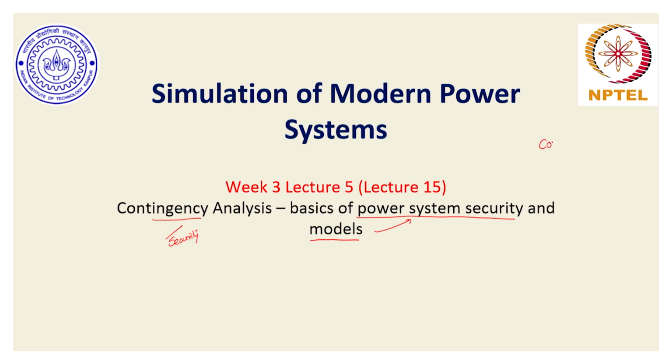To give you an idea of what we are going to learn in this discussion, we will first of all understand what is a contingency, then what this contingency has to do with security, and to be specific, what is specifically this power system security, based on which the corresponding models help us understand what is the state of the power network or power system in terms of security.